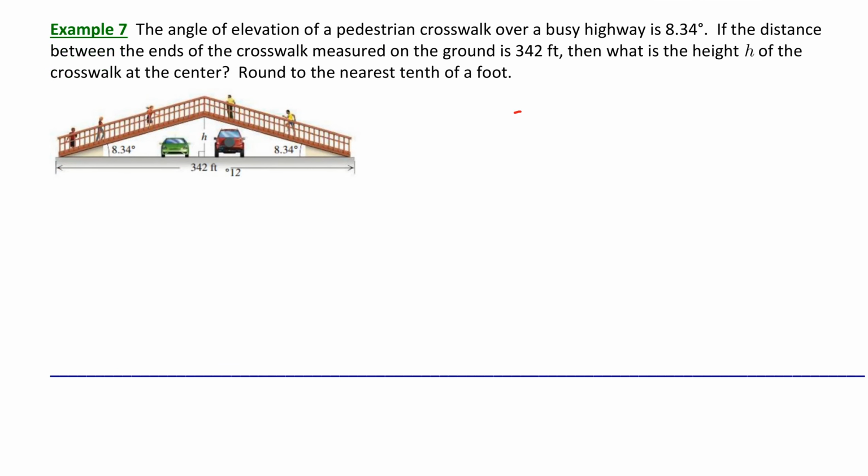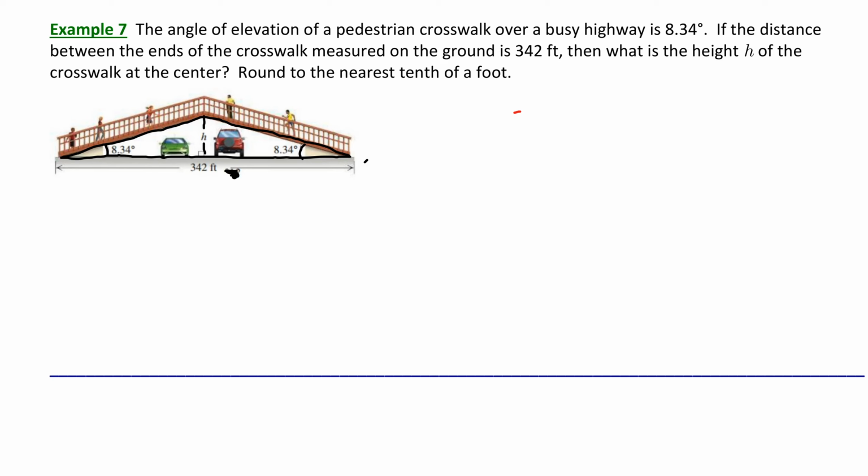Now let's do another example. This one's much easier, by the way, so don't panic. This one's very straightforward. It says the angle of elevation of a pedestrian crosswalk over a busy highway is 8.34 degrees. So we've got our horizontal that's going to go across the street, the 2 lanes of this busy highway. The elevation angle here is 8.34 degrees. And notice we've got the same angle of elevation on both sides. So it looks like we're dealing with an isosceles triangle here. If the distance between the ends of the crosswalk measured on the ground is 342 feet, then what is the height h of the crosswalk at the center?